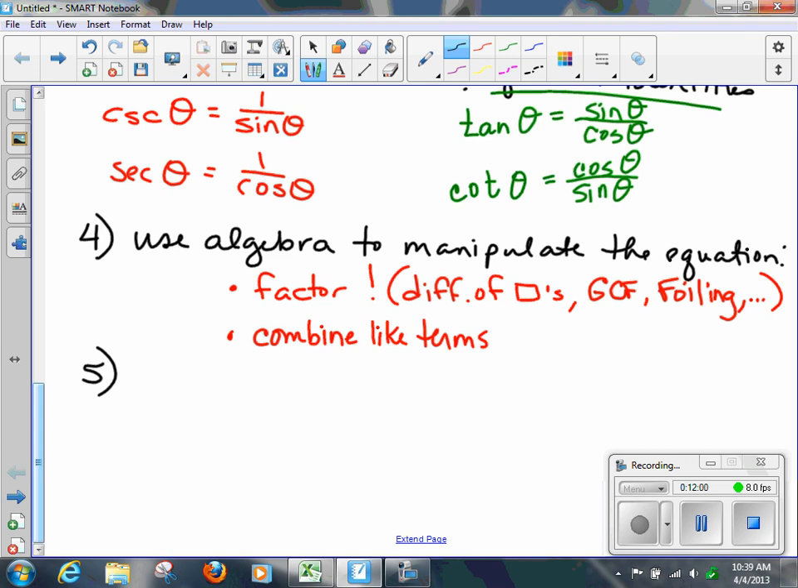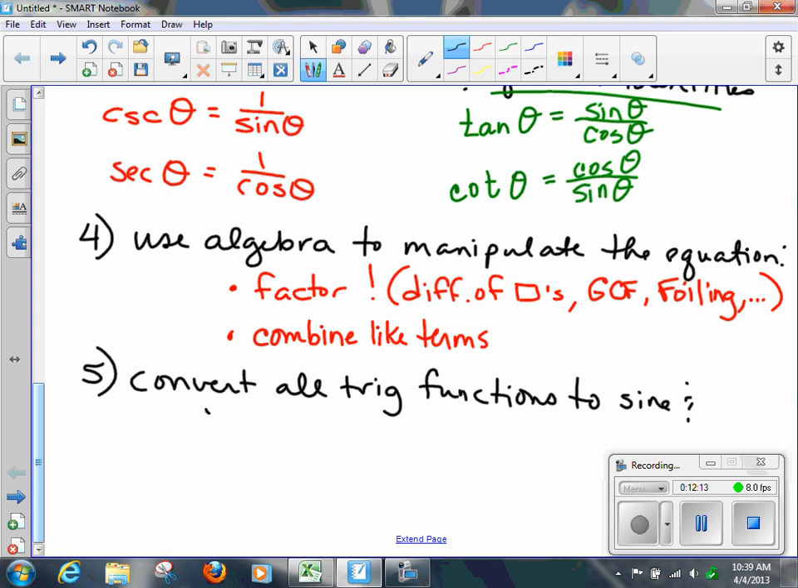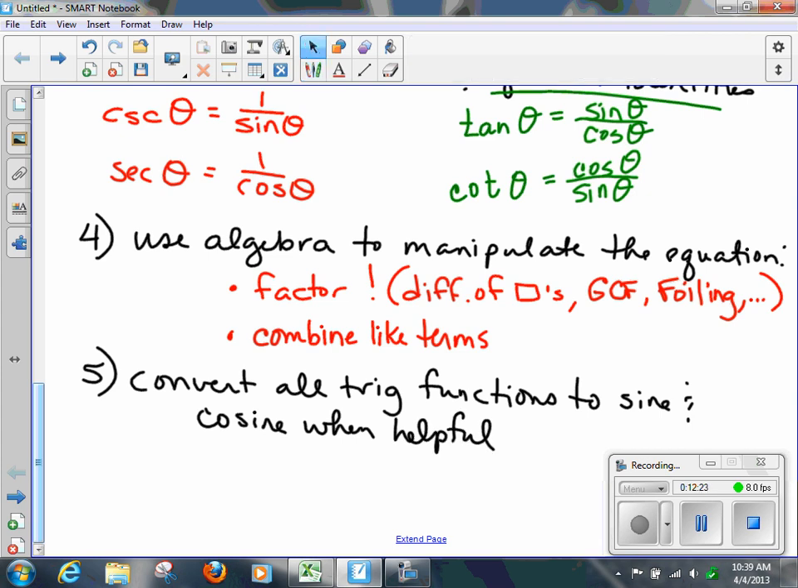Fifth thing, convert all trig functions to sine and cosine when helpful. Sometimes you just don't see it and you're like, I don't know what to do, but I'm going to change that tangent to cosine and sine, and then I'm going to go with it. I'm going to change cosecant to 1 over sine, and then I'm going to see what happens. But you're always thinking a step ahead. Always think ahead. What can I make happen? Think a step ahead every time.